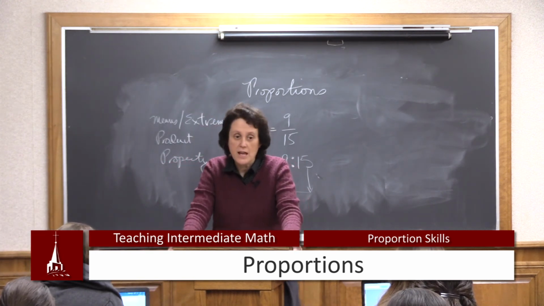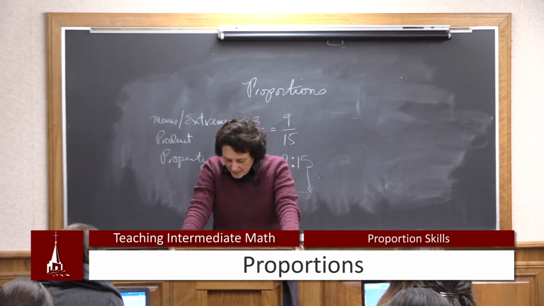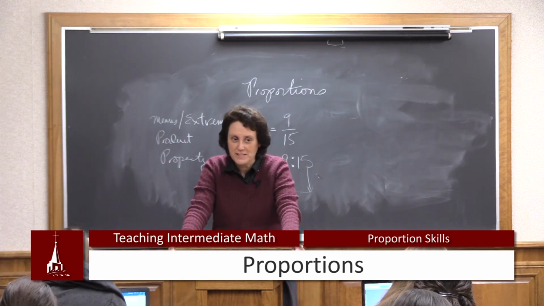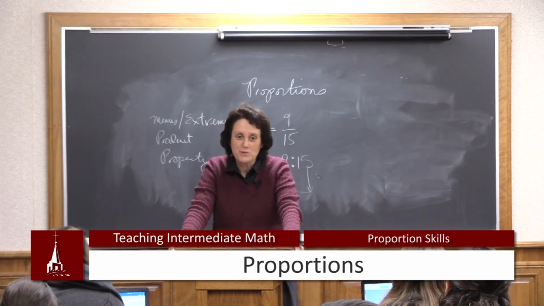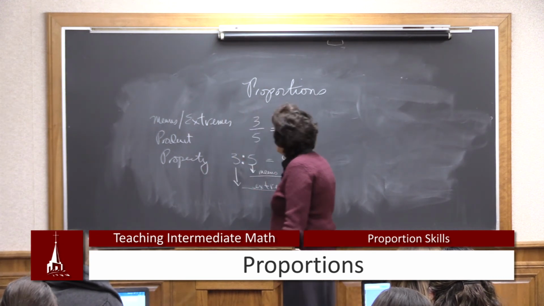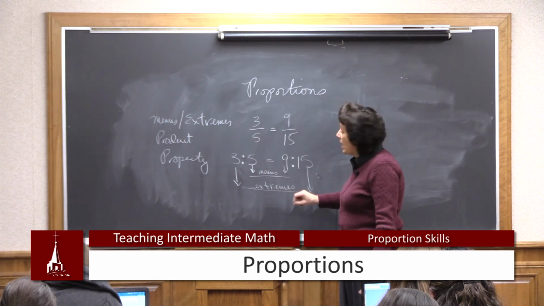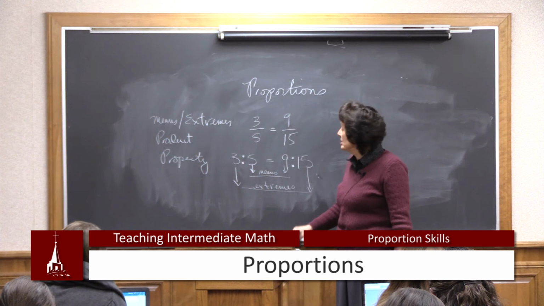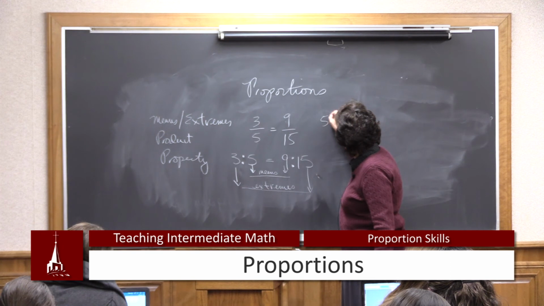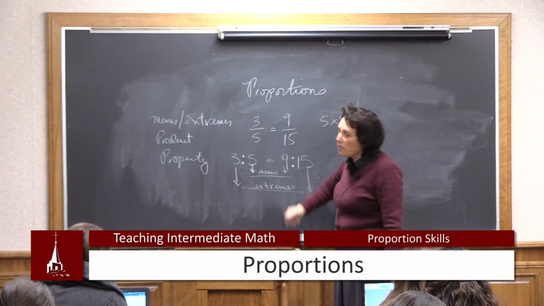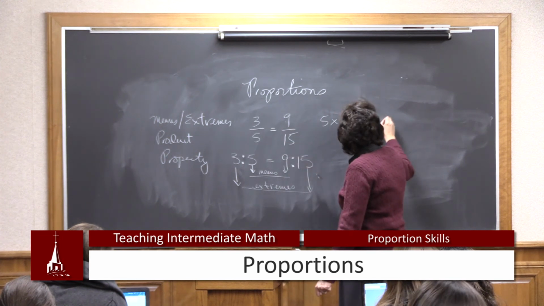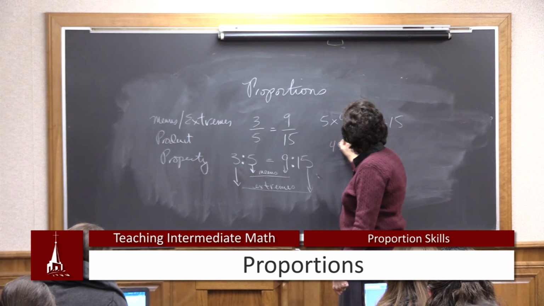A lot of times they use it as cross multiplication. Our textbook here refers to it as cross products. I don't like that because cross products means something else in upper mathematics. So we'll just call it cross multiplication, or the means extremes product property. That states that in a true proportion, the product of the means, which is 5 times 9, must equal the product of the extremes, 3 times 15. And this is an obvious one, 45.